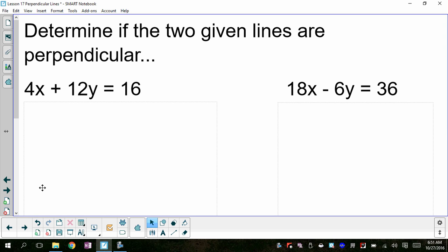I want you to pause here, use the previous example, use some examples that we did when the lines were parallel, and determine if these two are perpendicular.